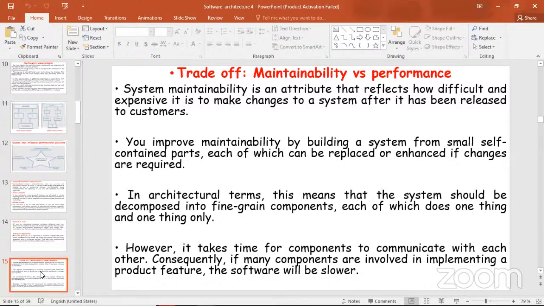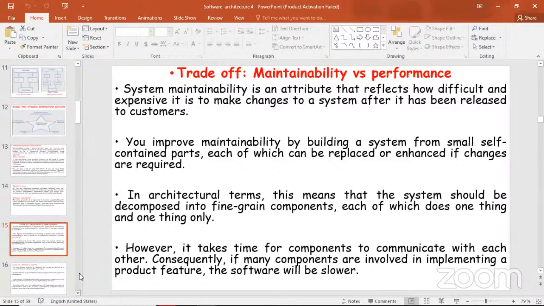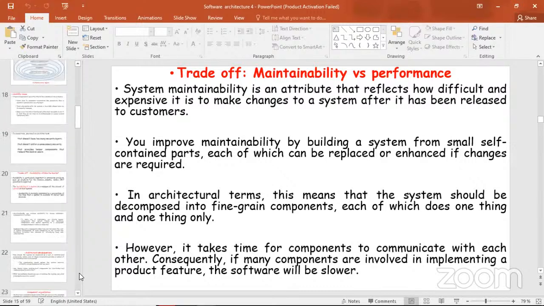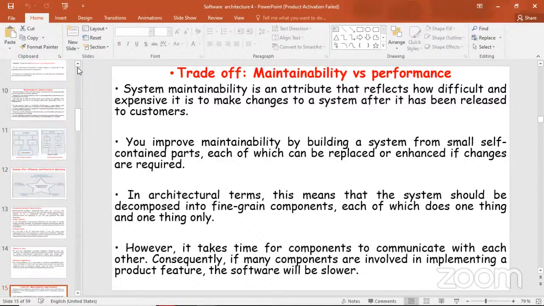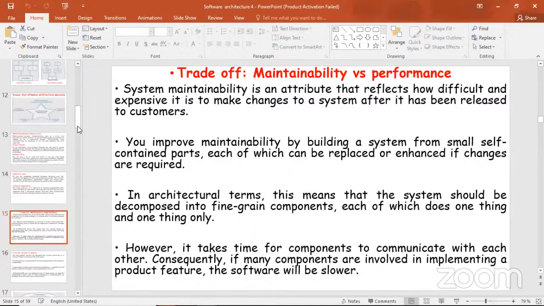So in balancing maintainability and performance, you have to know as a software architect how to go about this so that you don't get a system or software that is too slow for delivering the required solution that it should have, right? Right.